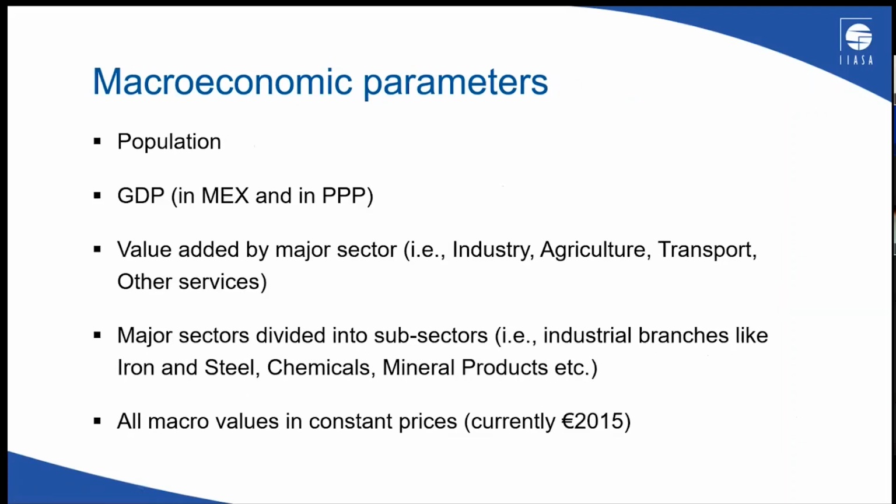We also need macroeconomic parameters that include population, GDP in market exchange rate and in purchasing power parity, and value added by major sector, for example, the value added by industry, agriculture, service sector, and transport. Major sectors are divided into subsectors, for example, industrial branches like iron and steel, chemical, mineral products, and so on. And all macro values are in constant prices. So we use constant 2015 euro in the GAINS model, that is, in GAINS 4.0, in this version.